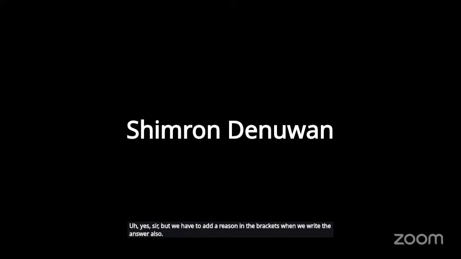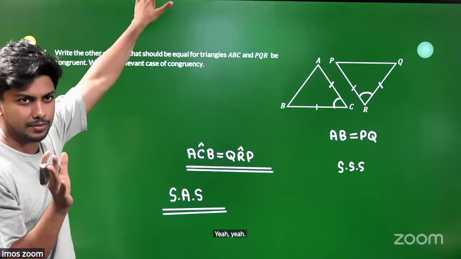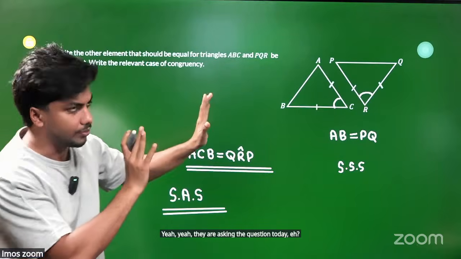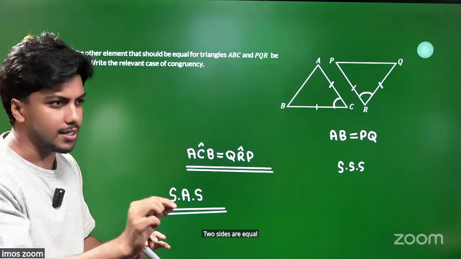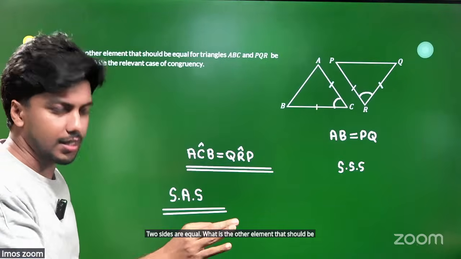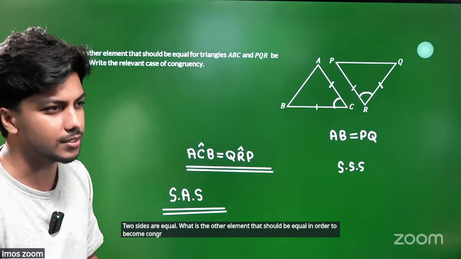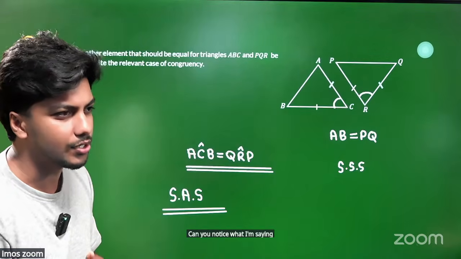Yes, sir, but we have to add the reason in the brackets when we write the answer, no, sir? Yeah, they are asking the question: there are two triangles, two sides are equal. What is the other element that should be equal in order to become congruent? Can you understand what I'm saying? Yes, sir. Okay, sir. Both cases.